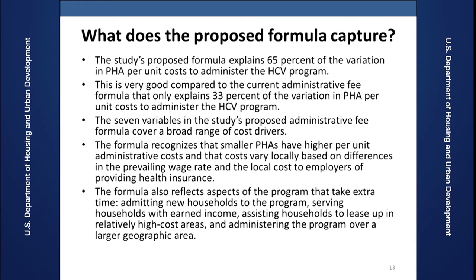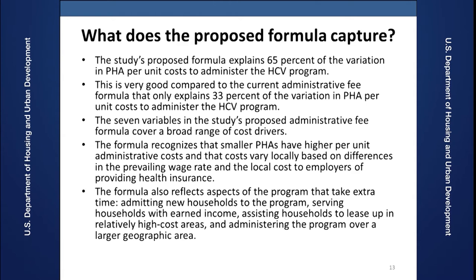So as I mentioned, this set of seven variables that are in our proposed formula explain about 65% of the variation in agency costs that we saw across our 60 agencies. And given the complexity of the HCV program and the great diversity of PHAs out there across the country, this is a very high predictive value. As a point of comparison, we ran the current administrative fee formula against our 60 study sites, and the current formula only explained 33% of the variation in per unit costs. So the seven variables cover a broad range of cost drivers.